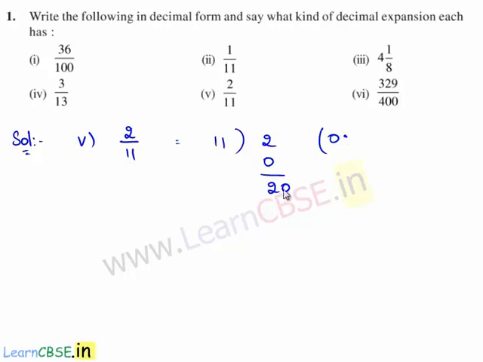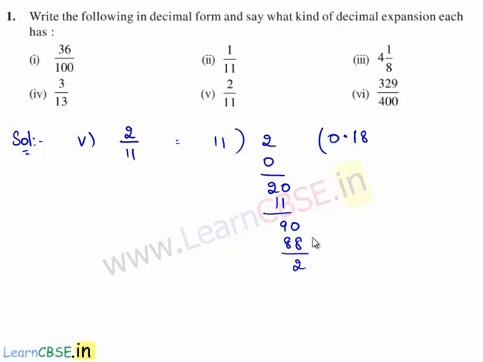So 2 becomes 20. 11 goes in 20 once, as 11 times 1 is 11. We are left over with remainder 9. Because of the decimal point, 9 becomes 90. 11 goes in 90 8 times, as 11 times 8 is 88. Now we are left over with remainder 2.